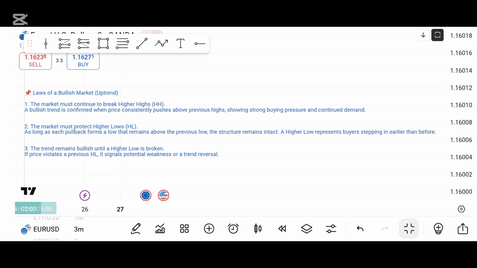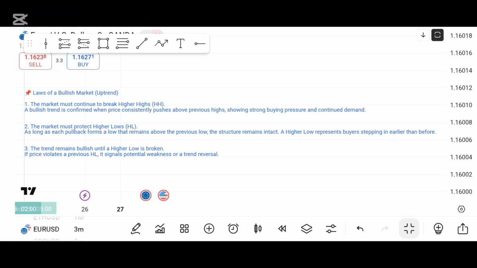The second law says that the market must protect the higher lows. The higher lows must not be tampered with. The market cannot break past the higher lows because that is the support zone. Support is pushing price up, and we are in a bullish market, so the market tends to go up. Then when the market is going up, you have to keep on taking the higher highs and maintain the higher low.